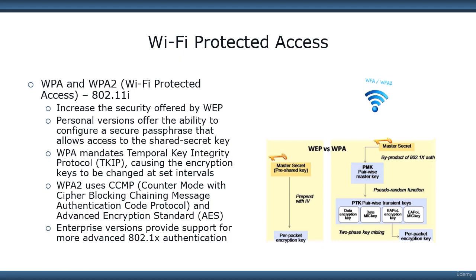Wi-Fi Protected Access was created with the goal of replacing WEP, increasing security. You have two versions, WPA and WPA2, both effectively standardized as 802.11i. The original WPA uses the Temporal Key Integrity Protocol, which causes encryption keys to be changed at set intervals. WPA2 uses CCMP and the Advanced Encryption Standard, which are more secure, without getting into the nitty-gritty details, which we don't necessarily need to.